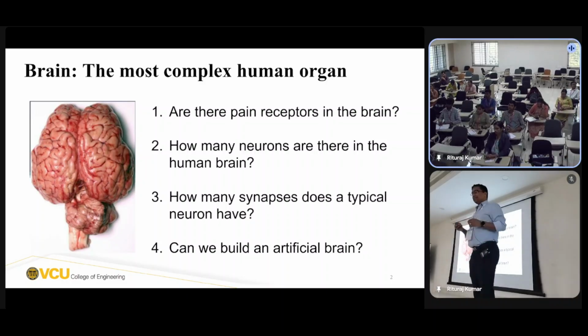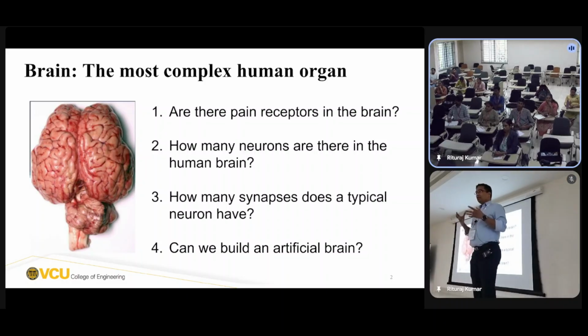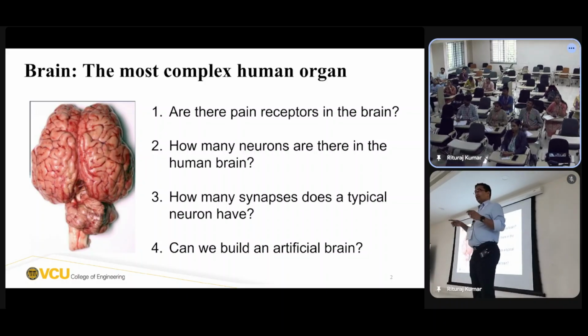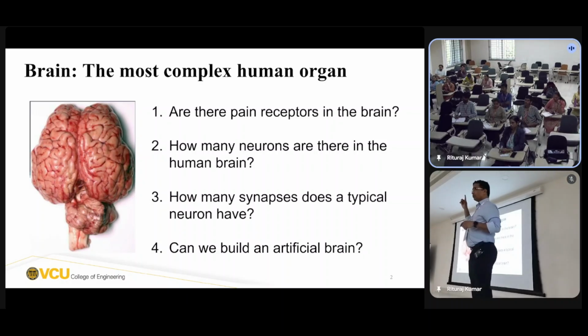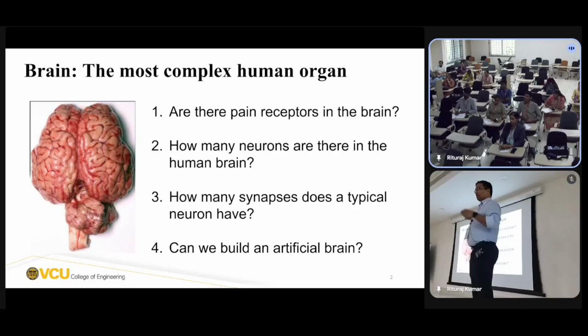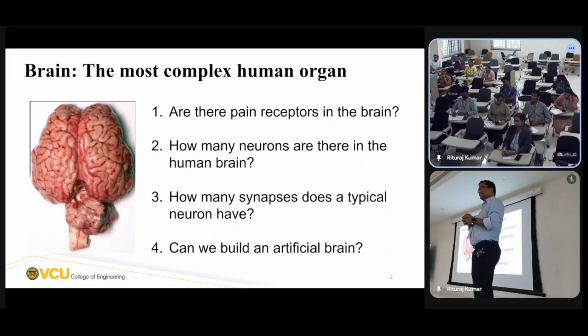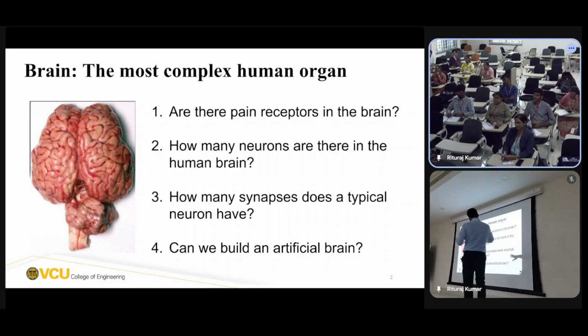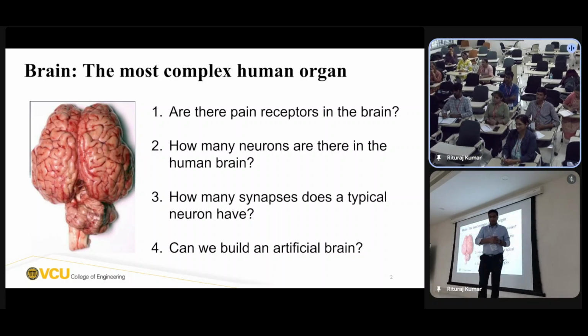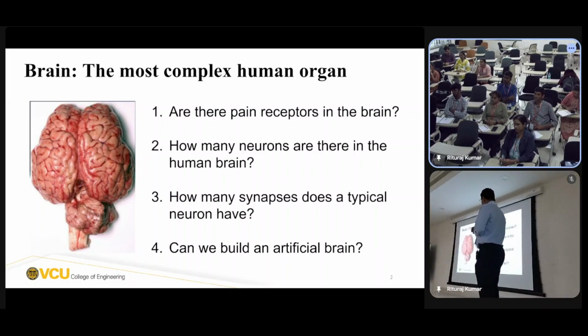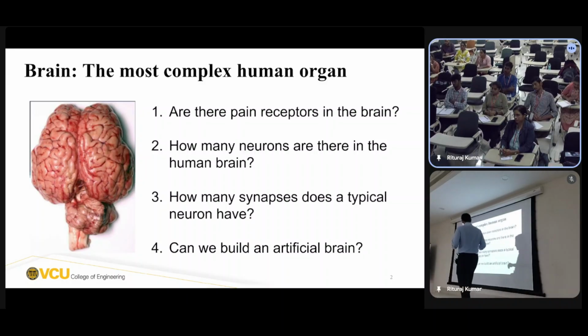The reason I say that is, if you're thinking that there is something more complex than my brain, that means you're thinking and comprehending something more complex. That means your brain has to be more complex, right? So it is the most complex thing in the world, and of course, definitely the most complex organ in the human body.